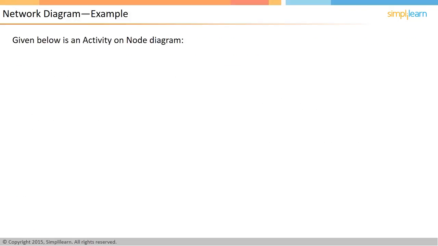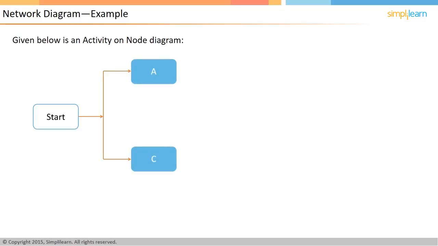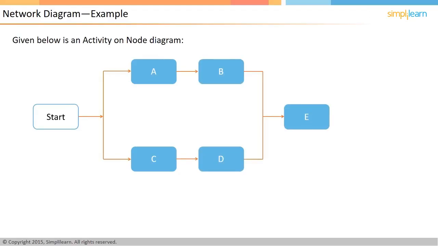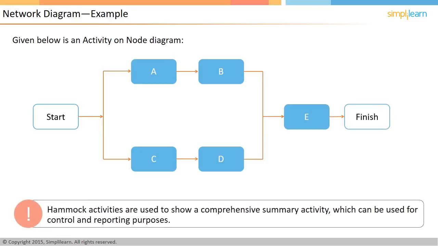A sample network diagram is shown on the screen. Activities A and C can happen in parallel. B and D require both A and C to complete, whereas E requires both B and D to complete. Activity on arrow network diagram makes use of hammock activities. They are used to show a comprehensive summary activity combining several other activities underneath for control and reporting purposes. In the next screen, let us look at a few important terms in time management.